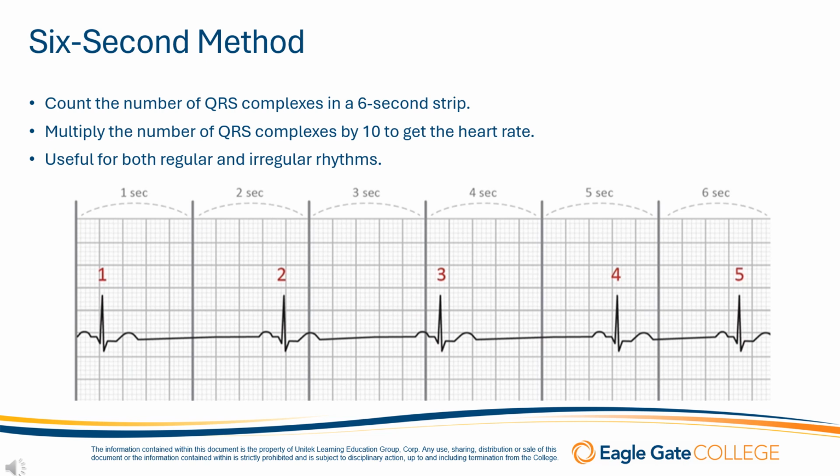This method is particularly advantageous because it can be used for both regular and irregular rhythms. For regular rhythms, it provides a quick and reasonably accurate estimate of the heart rate. For irregular rhythms, such as atrial fibrillation, where the heart rate may vary significantly from one beat to the next, the 6-second method still gives a useful average rate.